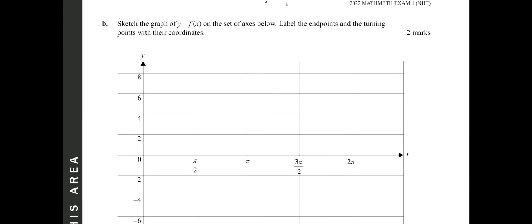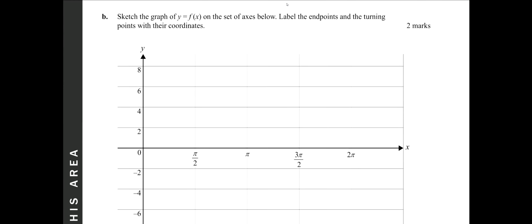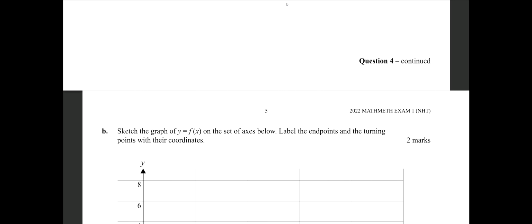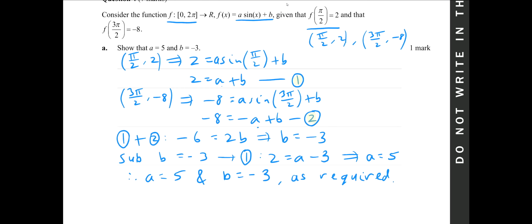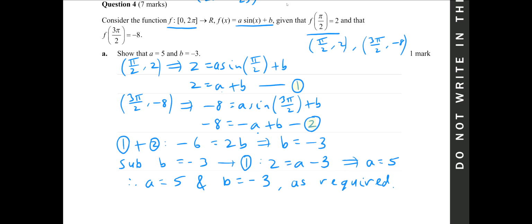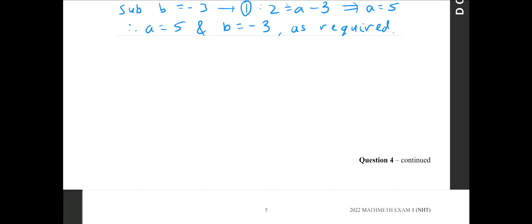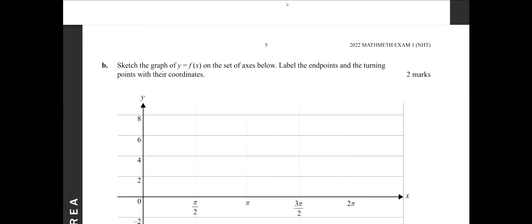Sketch the graph of y equals f of x on the axes below. Label the endpoints and the turning points with their coordinates. Right, so to do this question properly, maybe we should rewrite the function with the a and b values subbed back in. So remember, f of x was a sine x plus b, and a was 5 and b was negative 3. So let's write that out first of all. f of x is 5 sine of x, plus b, and b was negative 3.